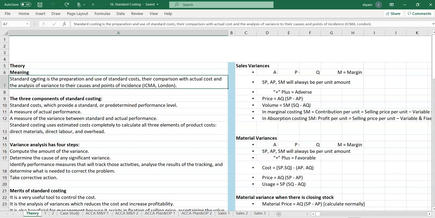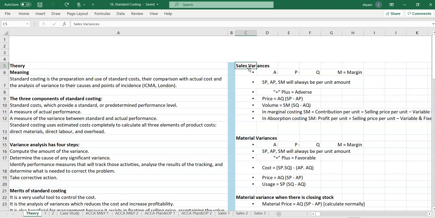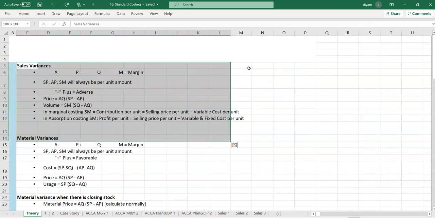Standard costing is the preparation and use of standard costs, their comparison with actual, and the analysis of their causes and the points of incidence. So first we'll understand where this concept is helpful.